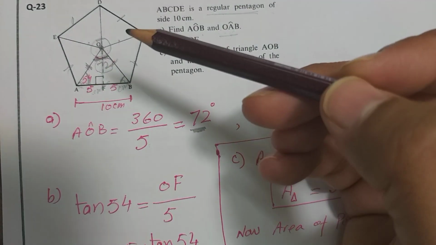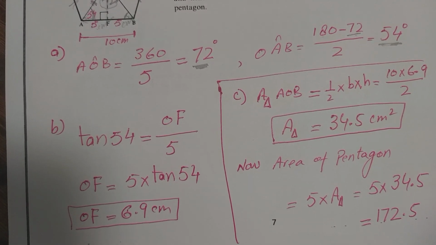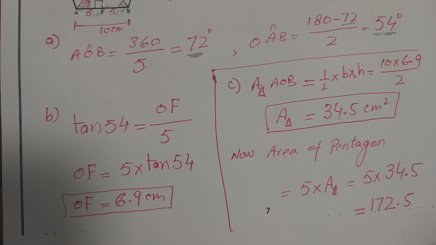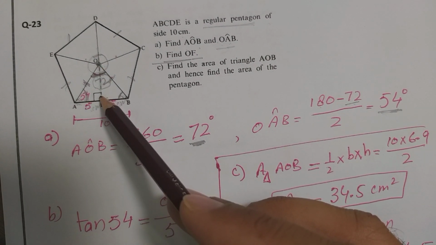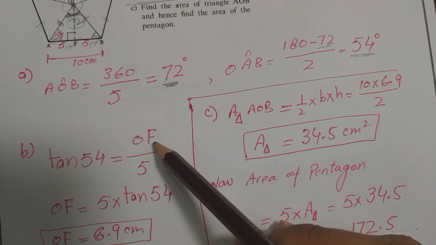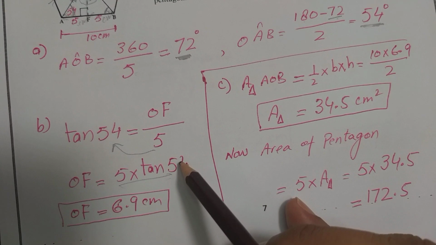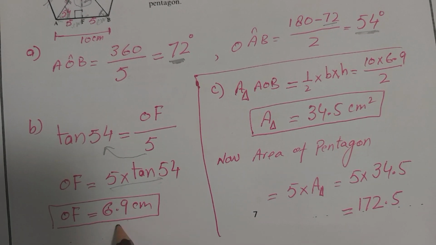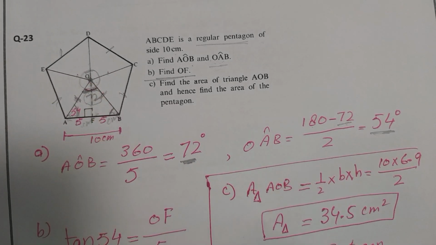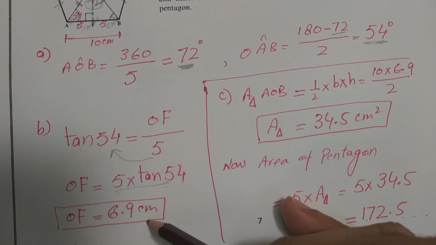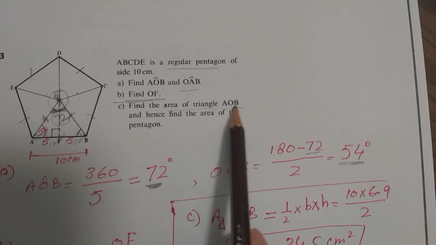So opposite and adjacent, understood. Again and again I'm repeating: please remember the trigonometry ratios, sine, tan and cosine, so you find the answers easily. OF is opposite and adjacent is 5. Division translates to multiplication. Simplify, you find the answer, which is 6.9 centimeters. So the height of the triangle from the center is 6.9 centimeters.